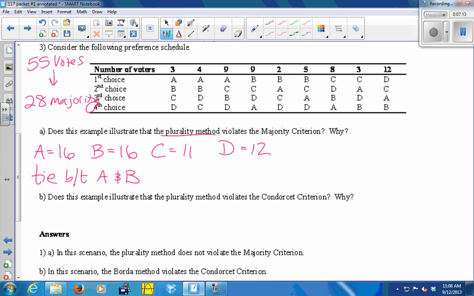Yes. In order for the criterion to apply, someone has to have a majority, right? The majority criterion says that if someone has a majority, they should win. It doesn't say anything about what should happen in the event that no one gets a majority, right? So in this case, since it takes 28 votes to get a majority, nobody has a majority, so there's no violation. Okay? The only way to violate the majority criterion is if someone has a majority and loses. So this has no violation.